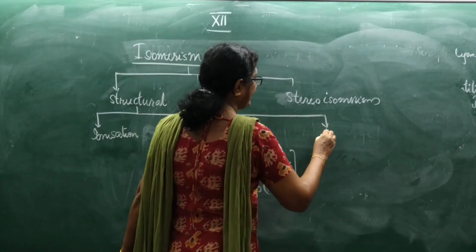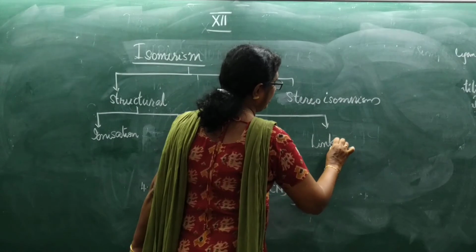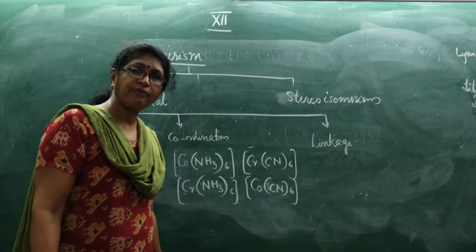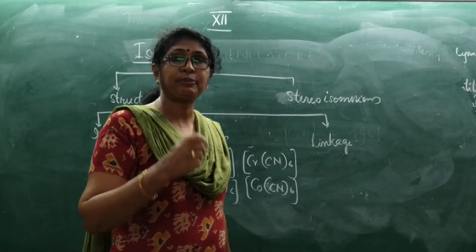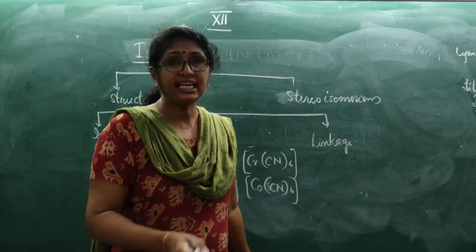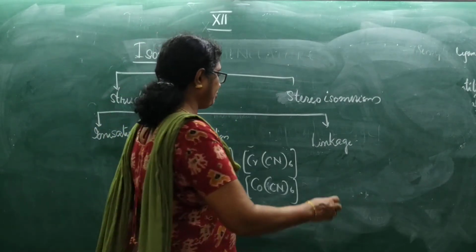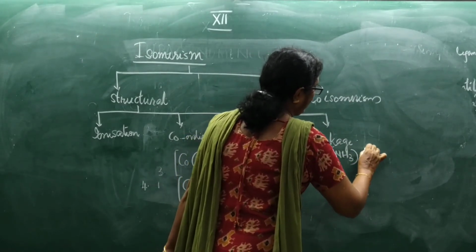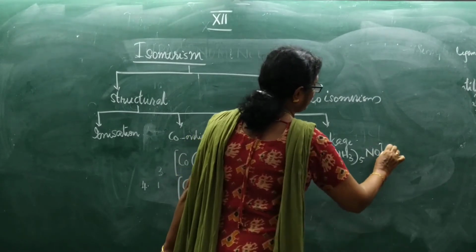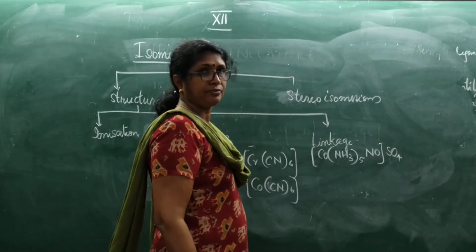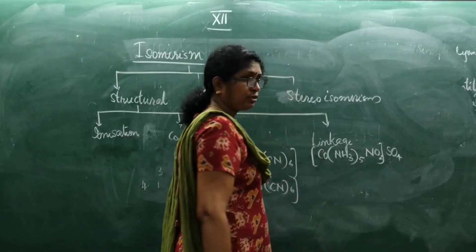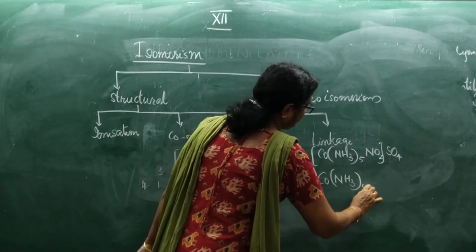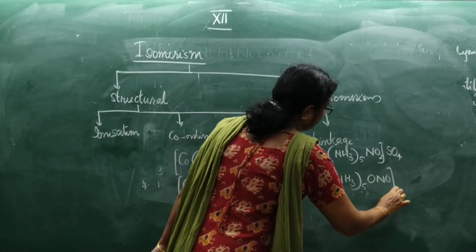Now next is linkage isomerism. Now what is linkage isomerism? If any one ambidentate ligand is present in a coordination compound, then it can show linkage isomerism. For example, [Co(NH3)5NO2]SO4 and [Co(NH3)5ONO]SO4.